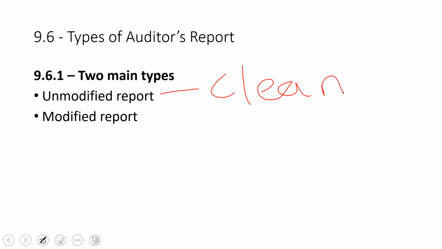You also have types of opinion. We have modified opinion and then the unmodified opinion. So in an unmodified audit report, the auditor will definitely express an unmodified opinion. Unmodified opinion simply means that the auditor thinks the financial statements give a true and fair view. That's the clean report. That's the unmodified opinion. In that report, the auditor is saying that the financial statements give a true and fair view. So take note of that.